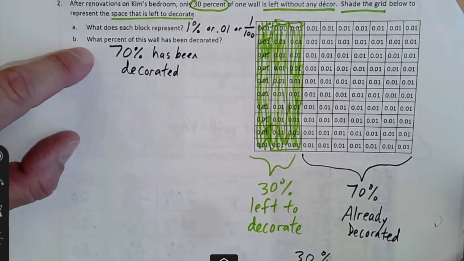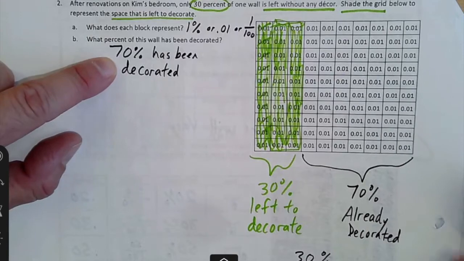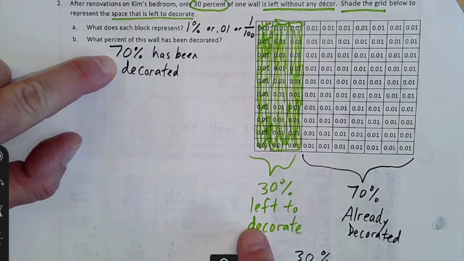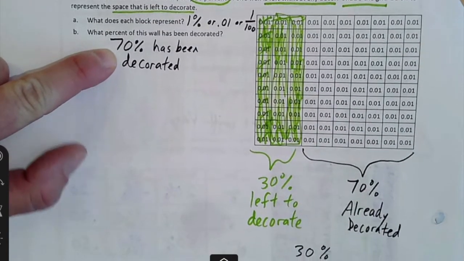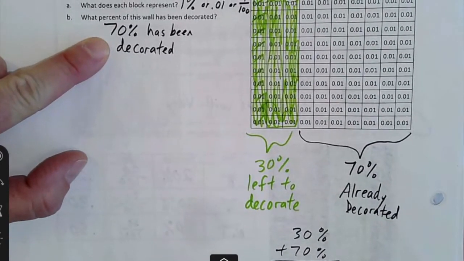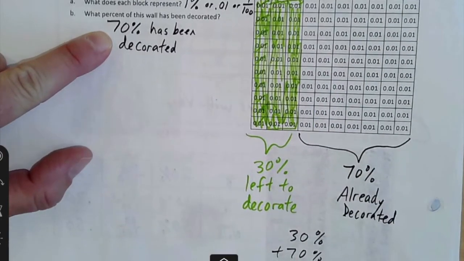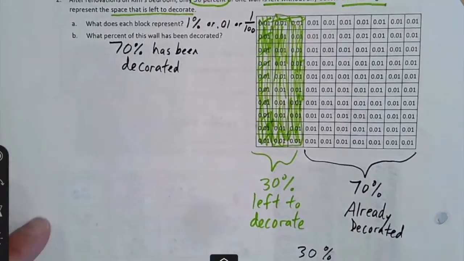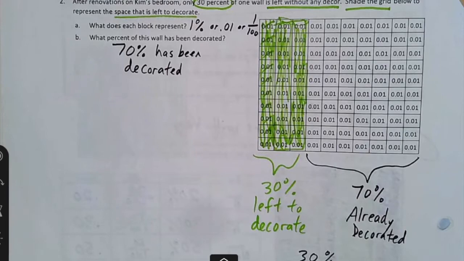So then what percent of the wall has been decorated? We talked about if 30 was left, then that means 70 has already been decorated. And 30 and 70 has to equal 100 total. So what you're noticing is the two parts have to add up to a total of 100. And that's your homework for lesson 24.